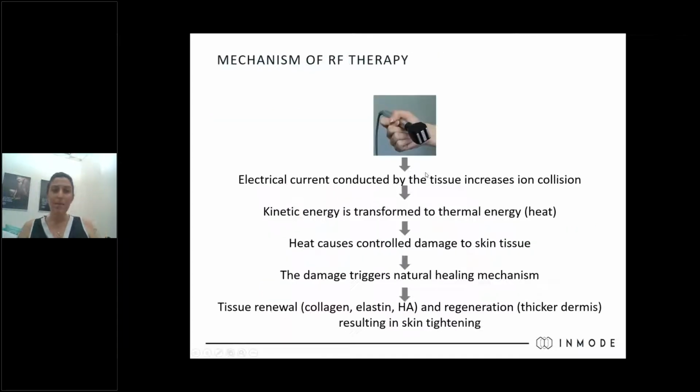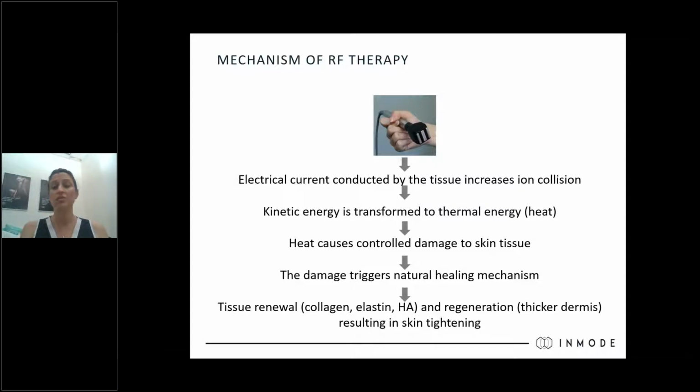Continuing, mechanism of therapy. It's very similar to what we've seen before. Okay, so it's actually the same. Electrical current conducted through the tissue increases the movement of the ions in the tissue, and they collide with each other. This kinetic energy is then transformed into thermal energy that creates heat, basically. And this heat causes controlled damage, and controlled damage should be underlined here, okay? This controlled damage is what we're looking for in order to renew the tissue, because renewal always comes from some sort of damage to the tissue.